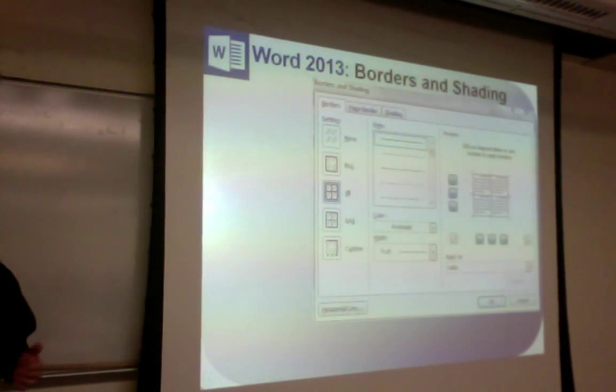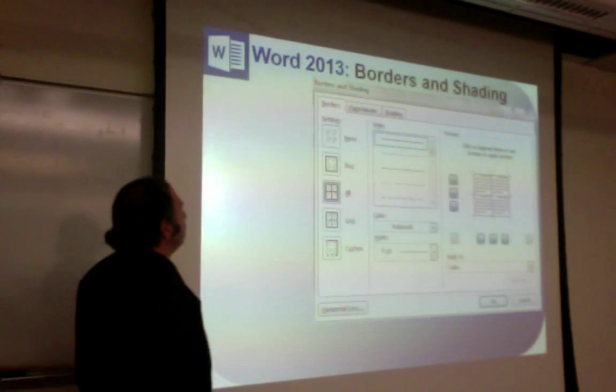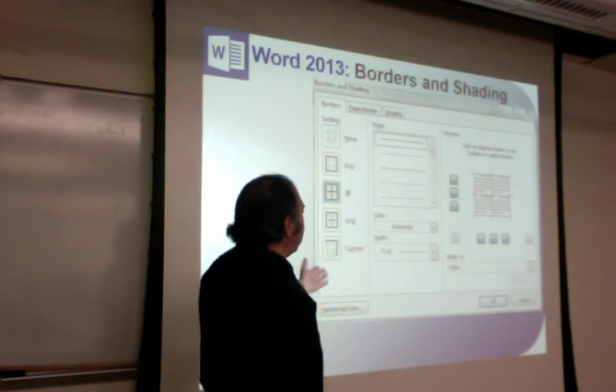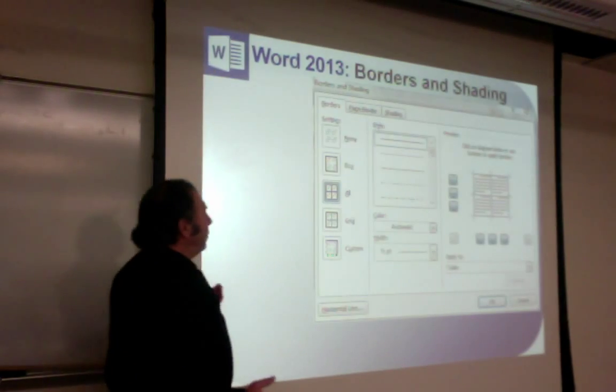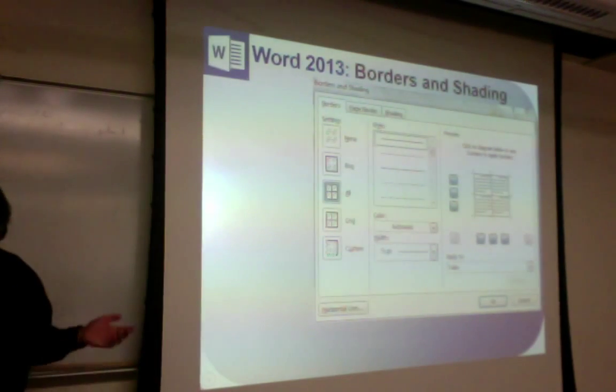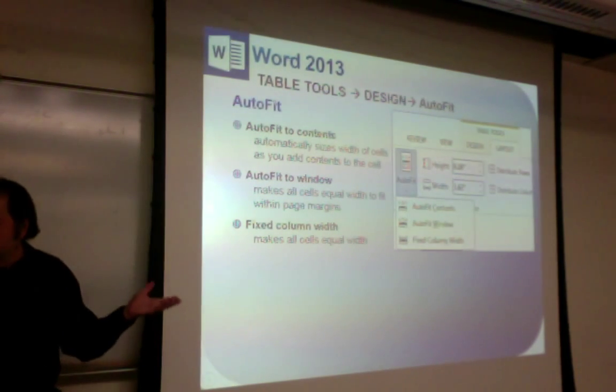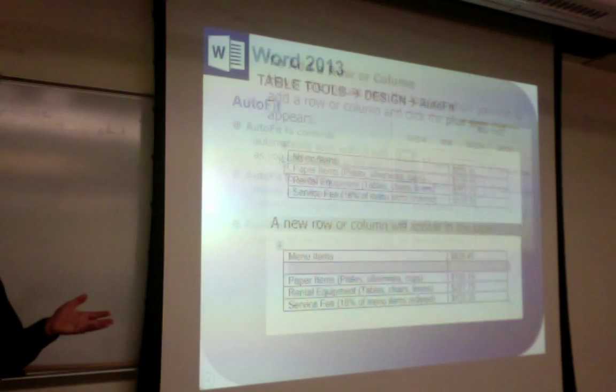Okay. There's a borders and shading tool that you can pull in. It also allows you to change shading within the boxes, within the cells, change the borders, a whole bunch of different things you can do there. All right. These are the auto fit. We talked about these already. I'm not going to go through that one again.